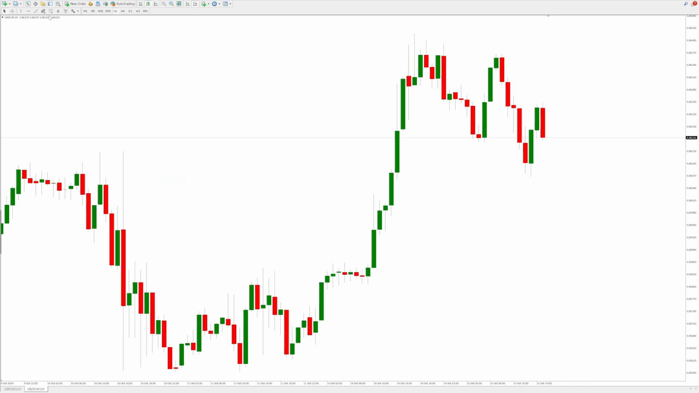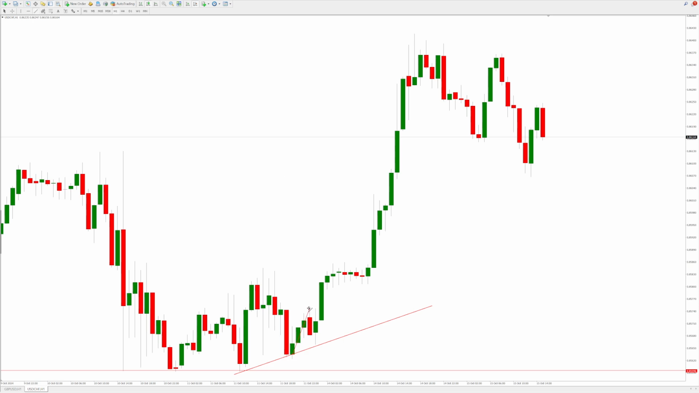bull flag here, we can see nice level of support has formed. That's our first indication that price is going to move upwards. And we have higher lows here. Okay, we're starting to see an uptrend forming. Good opportunity to look for a bull flag.